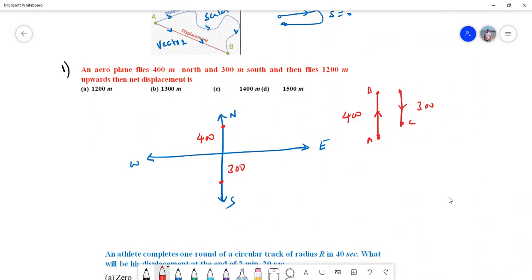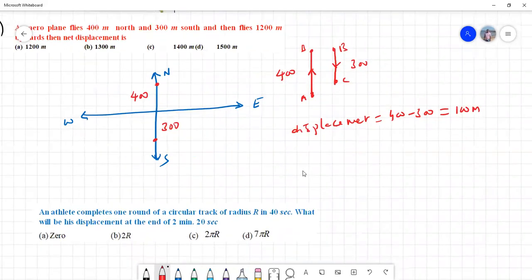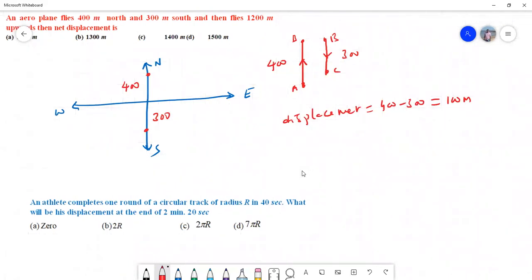So what is the net displacement now? Net displacement till now is equal to 400 minus 300. Why am I subtracting? Because 400 is in one direction and this 300 is in the opposite direction, because south is opposite of north. So this is nothing but 100 meters. Remember, this is not the resultant displacement. Now here it is at the point C. Initially it was at the point A.